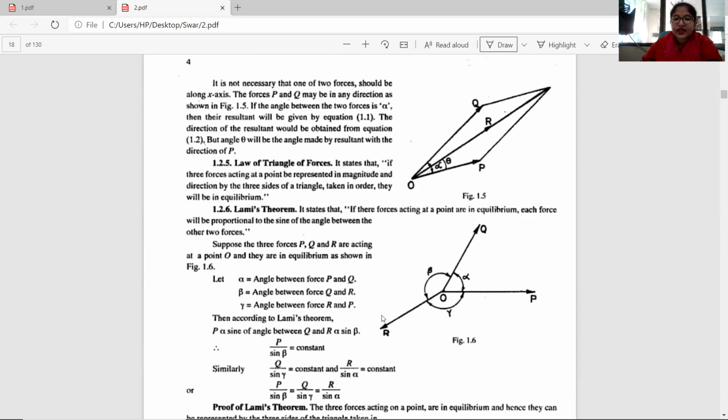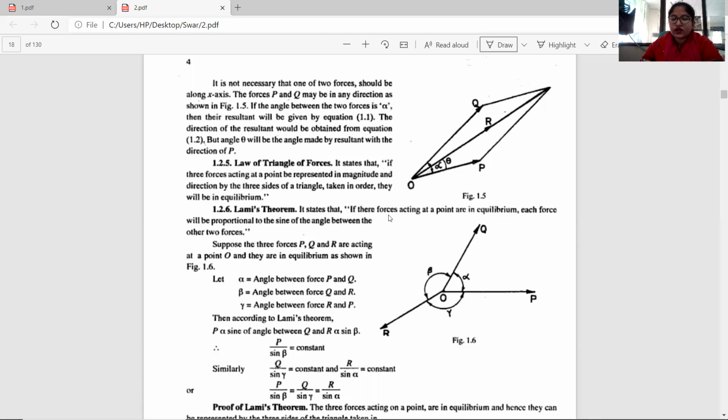The next is the law of triangle of forces. It states that if three forces acting at a point are represented in magnitude and direction by the three sides of a triangle taken in order, they will be in equilibrium. If I have a point and there are three forces acting on this point, then their magnitude and direction are represented as the three sides of my triangle. Okay.